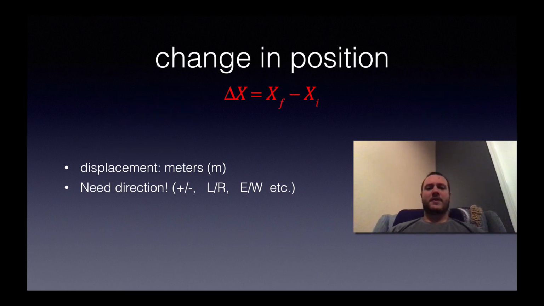Now, the big thing on this is displacement, or a change in position measured in meters, and direction is important, right? So your plus, minus, left, right, east, west, north, south, up, down, you name it. If one direction is positive, its opposite is then by definition negative. And you need that direction in order to be able to determine your final, your initial. Are we subtracting? Are we technically adding? How is this all going to end up coming together here?